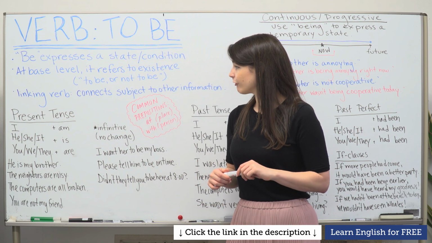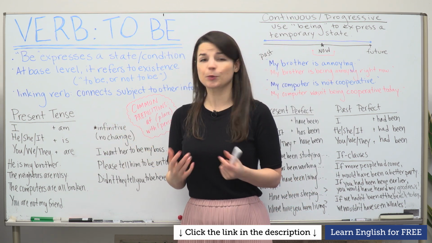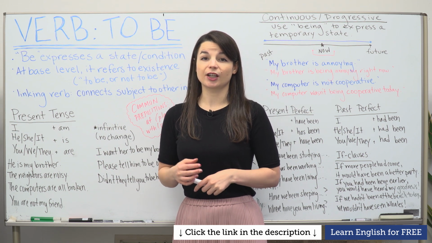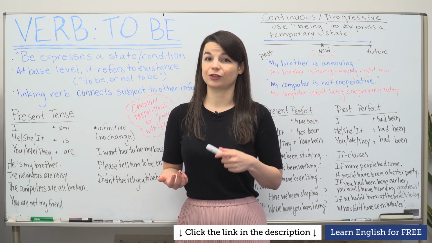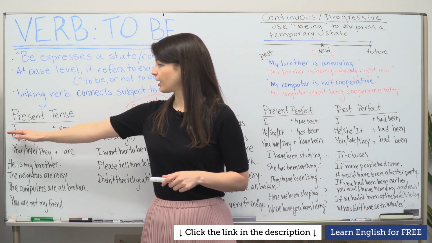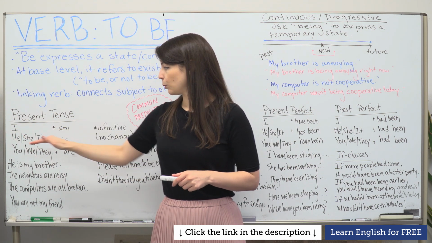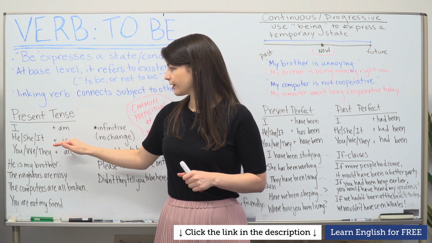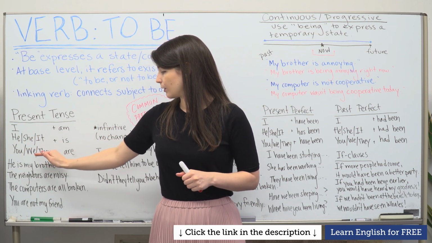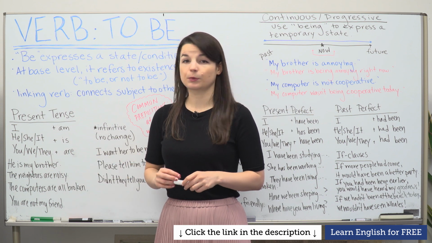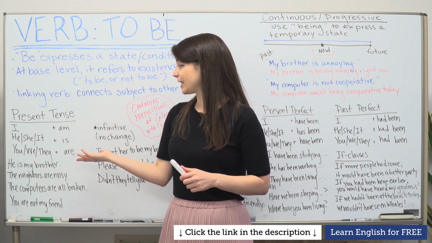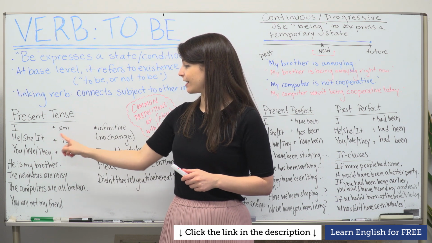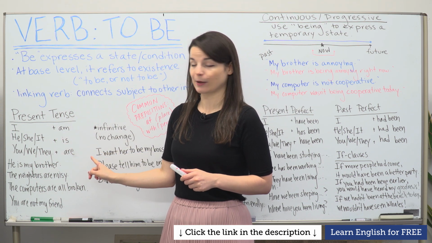Let's take a look first at the present tense. So please remember that depending on the subject of the sentence, the conjugation of the verb to be is going to change. If the subject of the present sentence is I, we'll use am. If the subject is he, she, or it, we'll use is. If the subject is you, we, or they, we use are. So please keep these in mind. Of course, for the negative form, we add not after this. So I am not, he is not, you are not, for example.